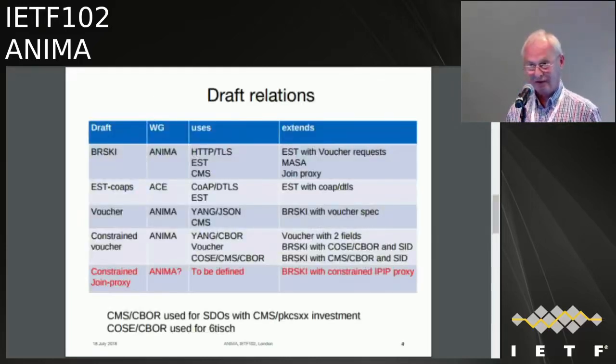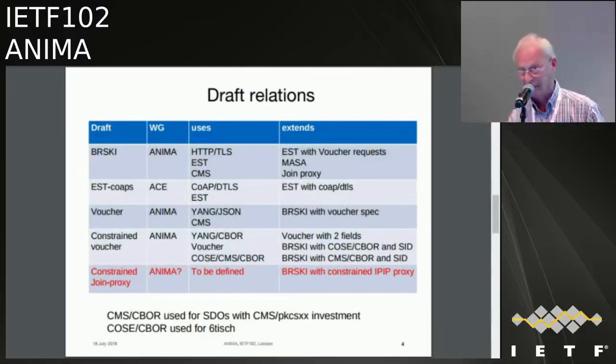These are the draft relations. This is my view, so actually there's much more in the world than is described here, but just to make the differences clear: we have the BRSKI or key infra draft, which uses HTTP, TLS, EST, and CMS. In my point of view, what it does with respect to the draft we're presenting here is that it has EST with the voucher request. So instead of only doing the certificate request, you also have the voucher request. It has a MASA added to it, and something very important to us, there's a join proxy to go from the pledge to the join proxy to the registrar, etc.